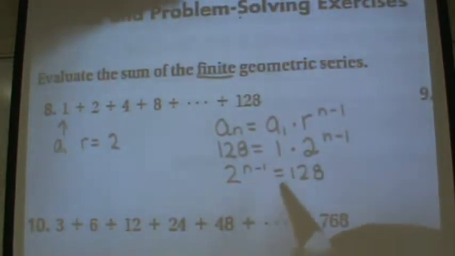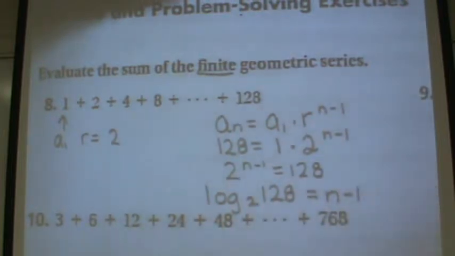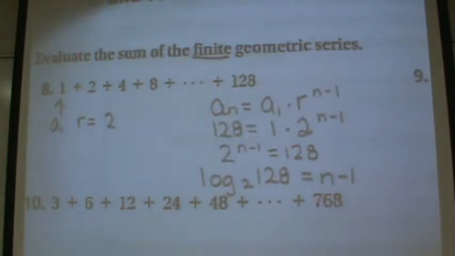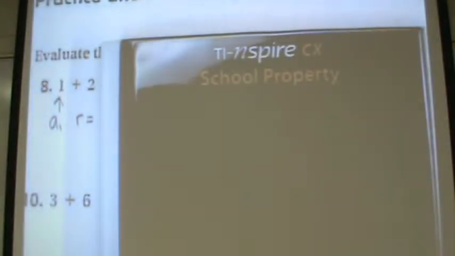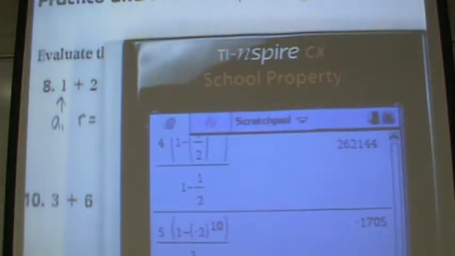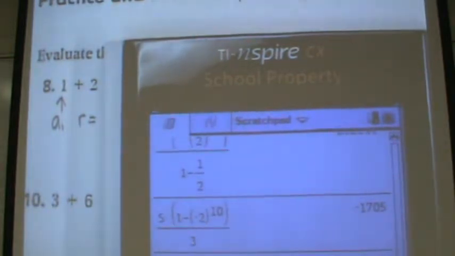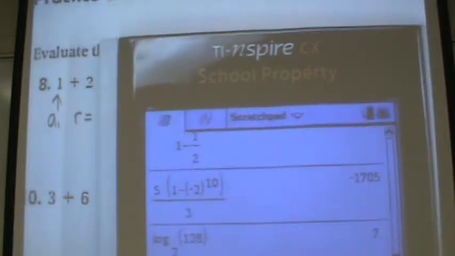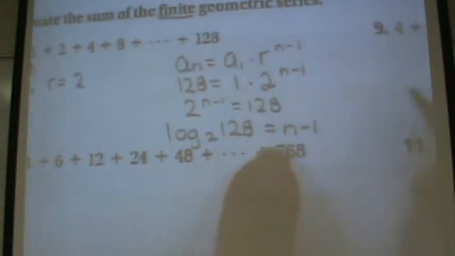Now if you want to do the log thing, it looks like this. The log of 128 base 2 is equal to n minus 1. Is this coming back? A little bit? So how do you do log of 128 base 2 on your calculator? What'd you get? 7. You got 7, but what is the n value? This is 6, 7, and then you have to add 1. So what's n? n is 8.